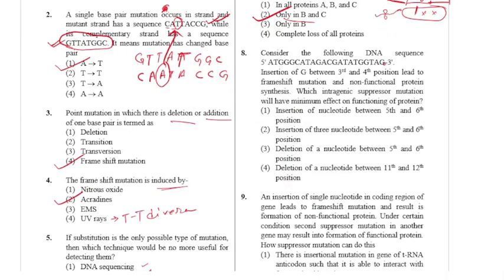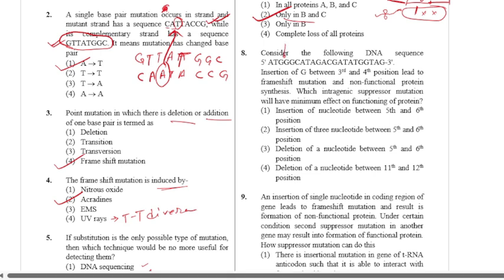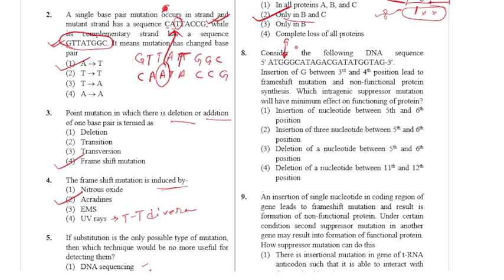Consider the following DNA sequence A T G G C C. Insertion of G between the third and fourth positions, one, two, three, fourth. So this site has another G, which leads to a frame shift mutation and non-functional protein synthesis.